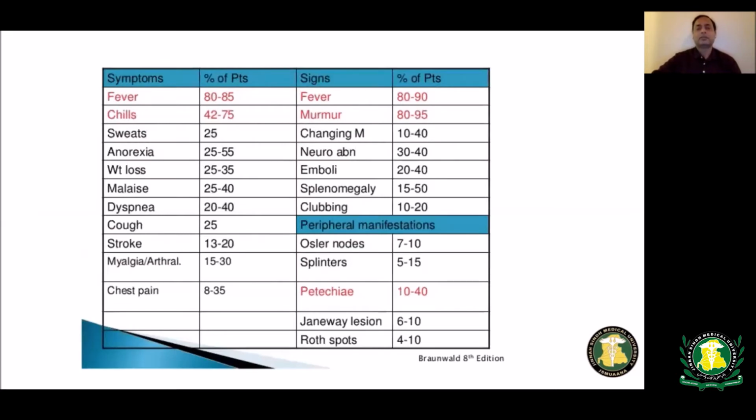So the most common symptoms of endocarditis are fever and chills, and a murmur is present in a lot of patients. There is also generalized malaise, rapid weight loss, and dyspepsia, and then we have some peripheral presentations which include splinter hemorrhages, Janeway lesions, and Roth spots.